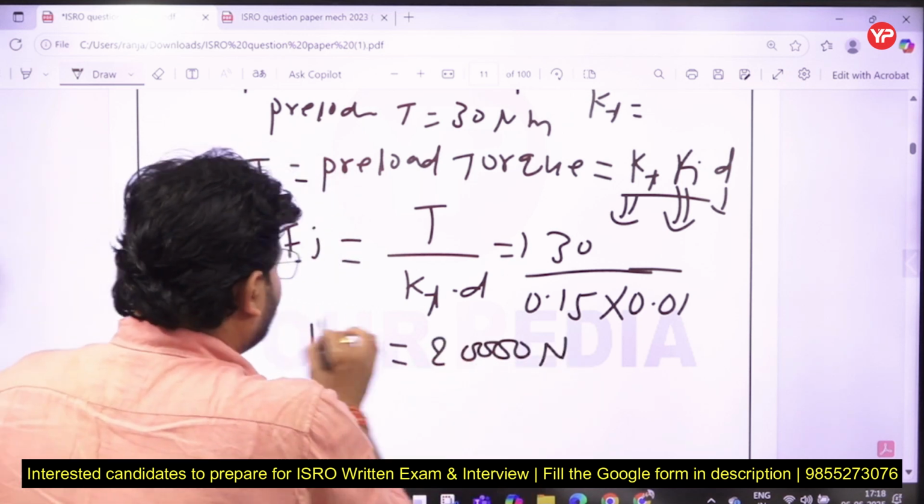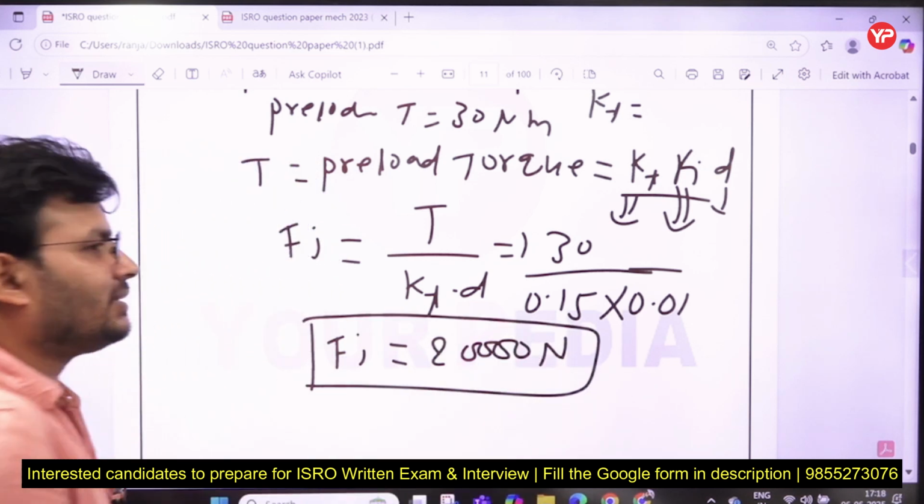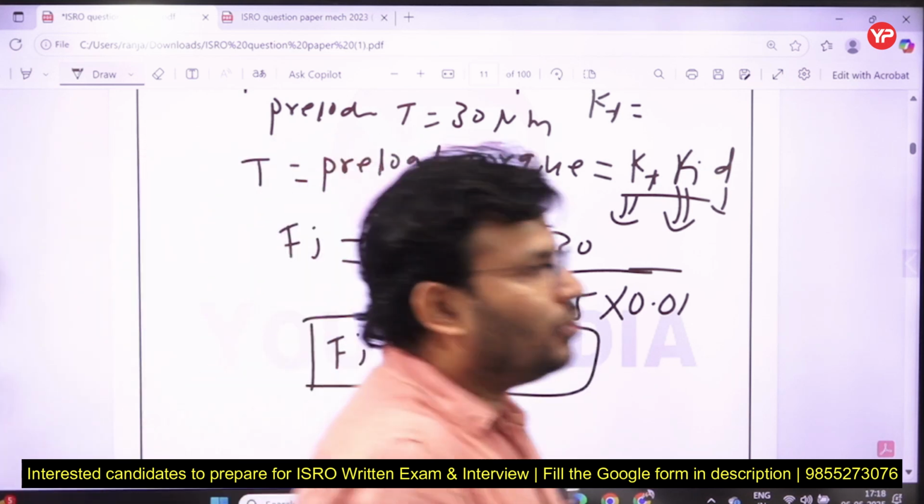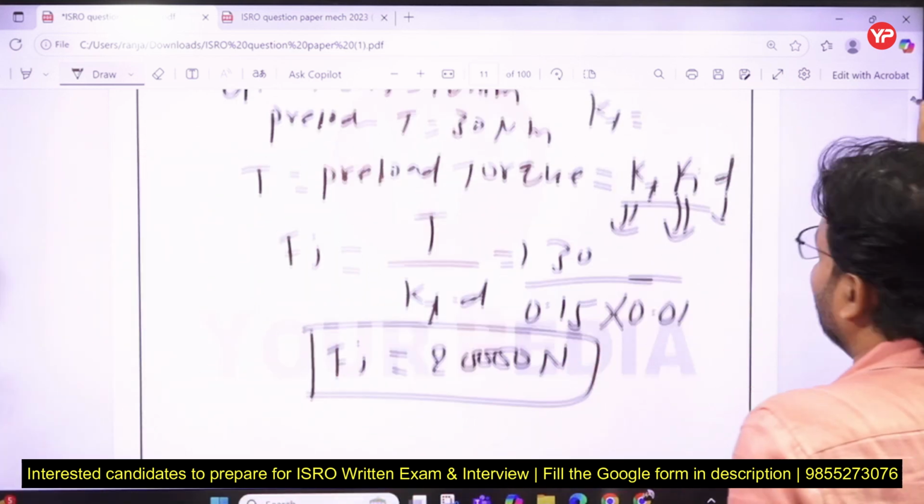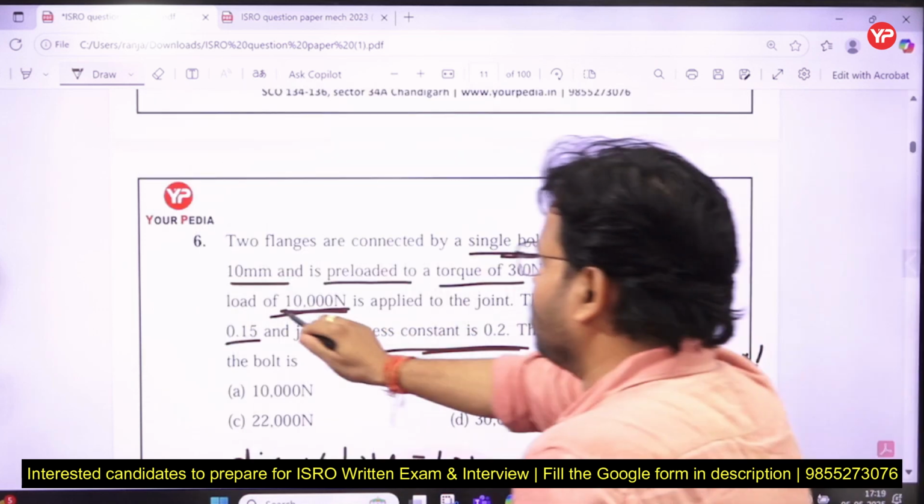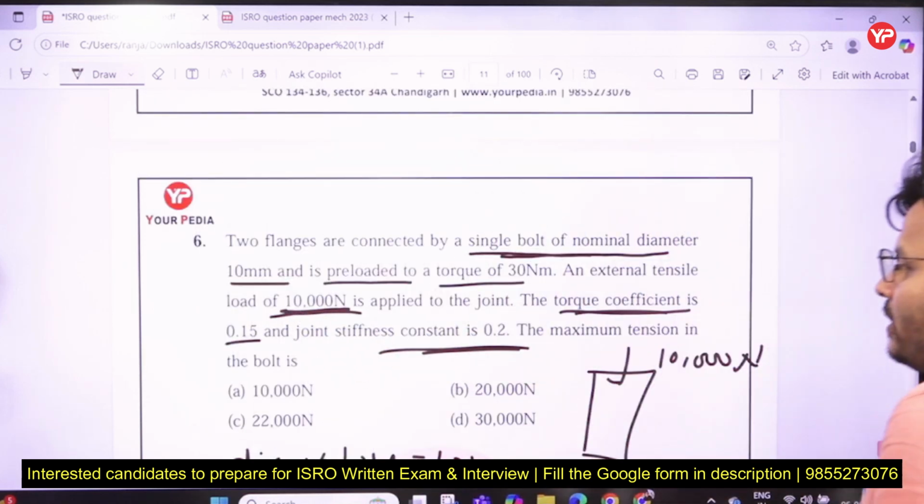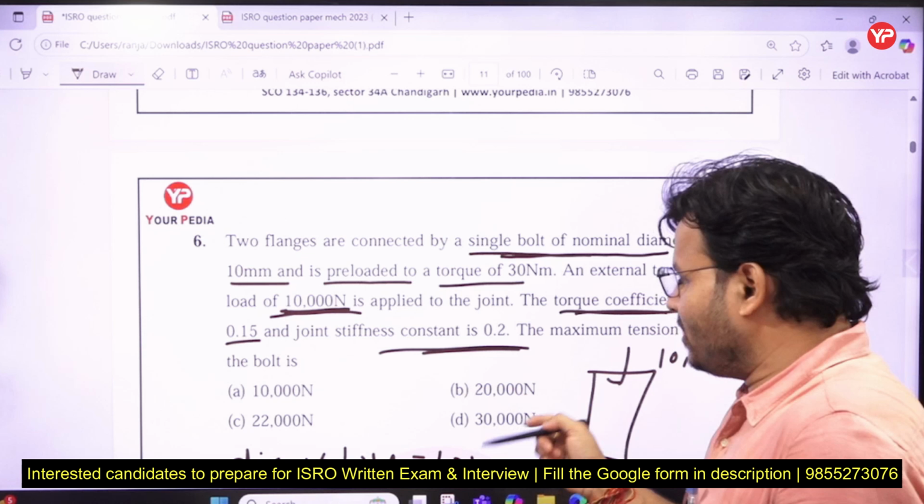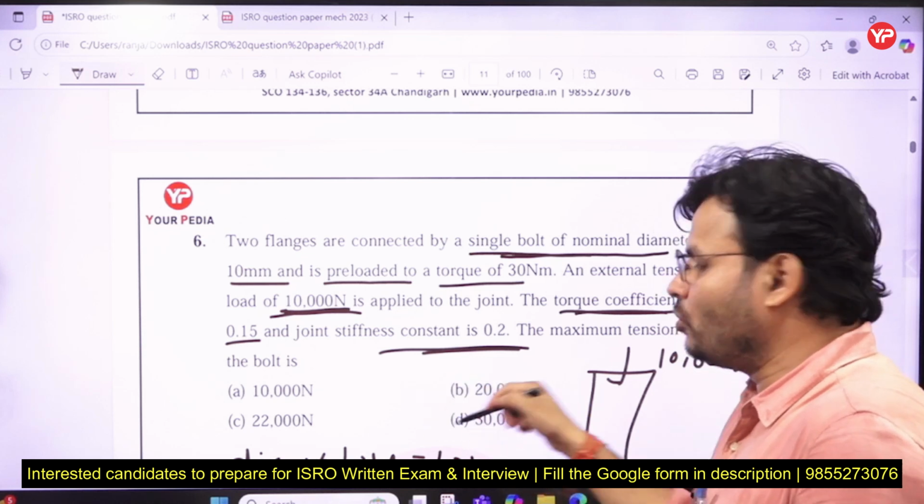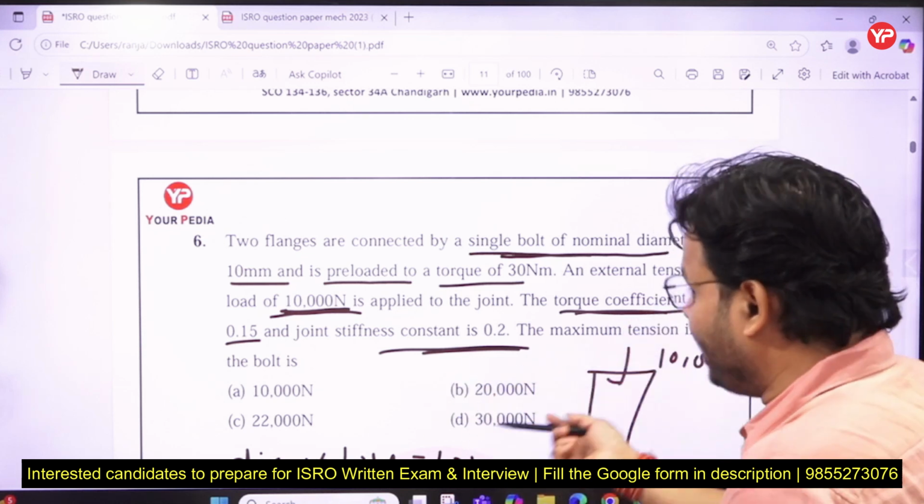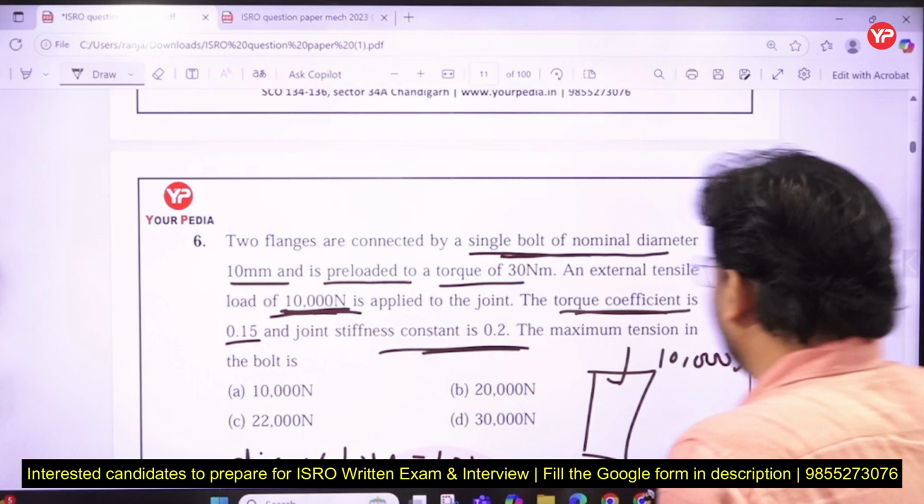Yes sir, so is this our answer? No, my dear friends. There is a load also acting on the bolt, and this load is how much? 10,000 Newton is also there. If it were not there, then I would go with option B. But in this question, the load is also there.